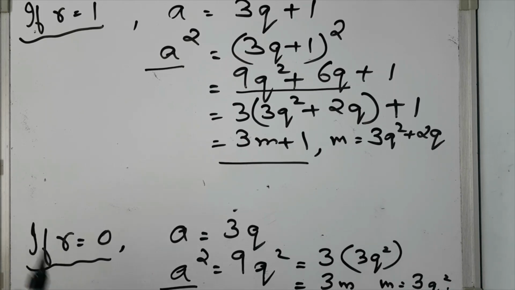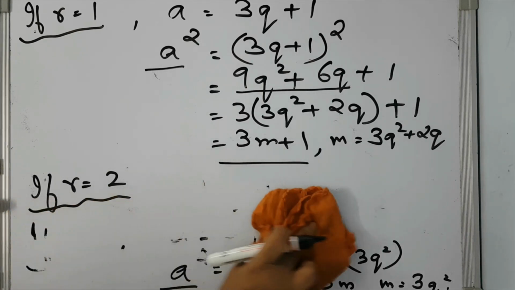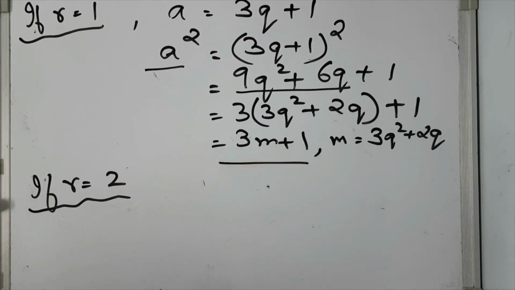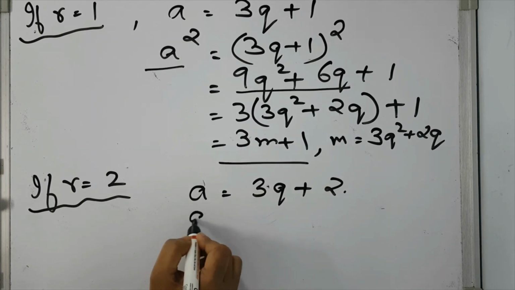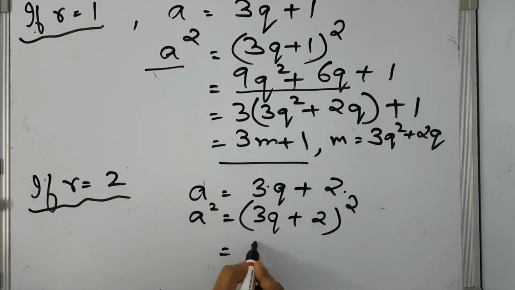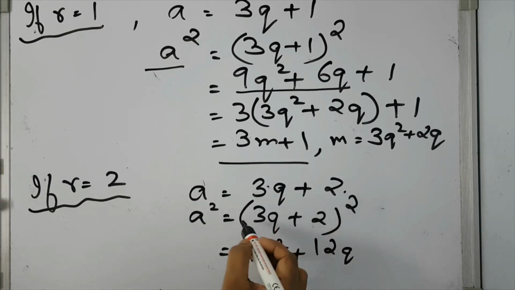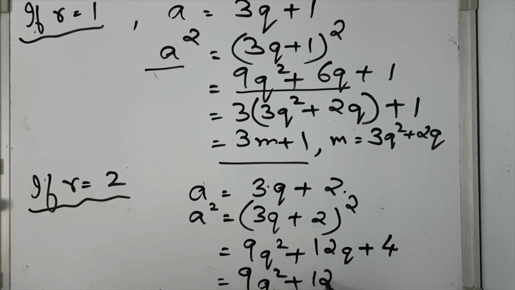Now let's try r equal to 2, because we have three numbers to try. If r equal to 2, what will happen? If r equal to 2, a would become 3q plus 2. So let's take its square. a square is equal to 3q plus 2 the whole square, which is 9q square plus 12q (2ab: 2 threes are 6, 6 twos are 12) plus 2 square, which is 4. I can write this as 9q square plus 12q plus 4, and I can write it as 3 plus 1.